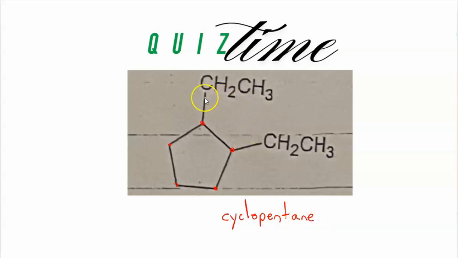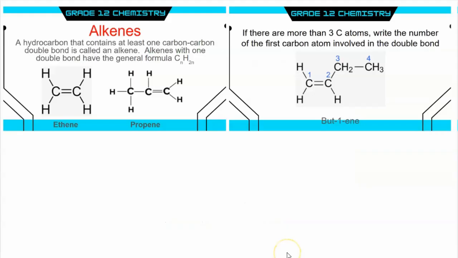And attached to it, we have 2 ethyl groups. And we can label them 1 and 2 or 1 and 2, doesn't matter. So it's going to be 1,2 diethyl cyclopentane. Everyone get it? Good. Let's move on then. Alkenes.